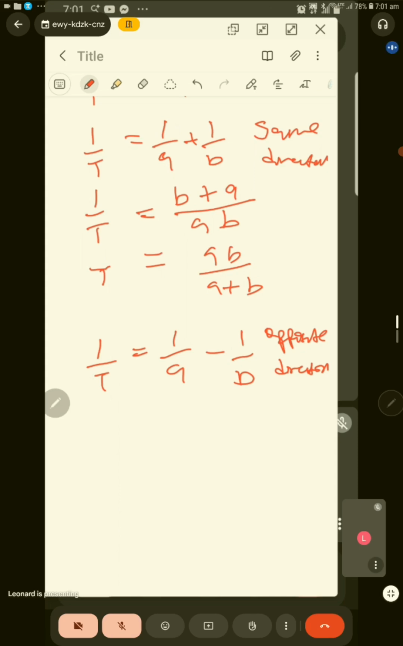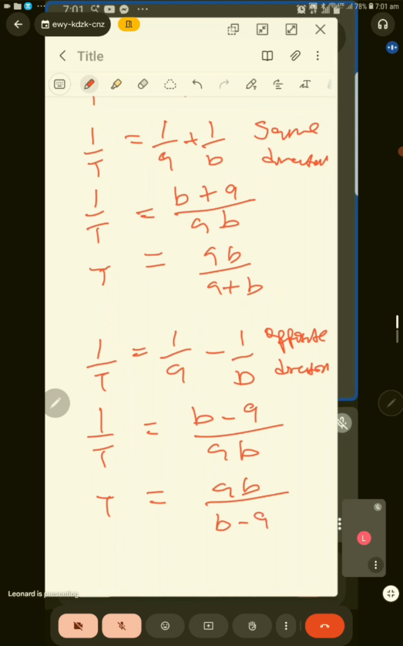So if we resolve this, following the same thing we did now, here will be a, b, and here is b minus a. Remember that b minus a is not the same thing as a minus b. So we are going to leave this as b minus a. So this is working in opposite direction.